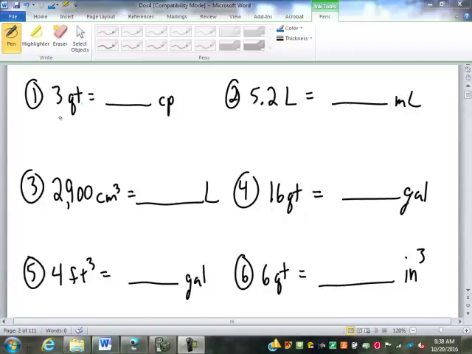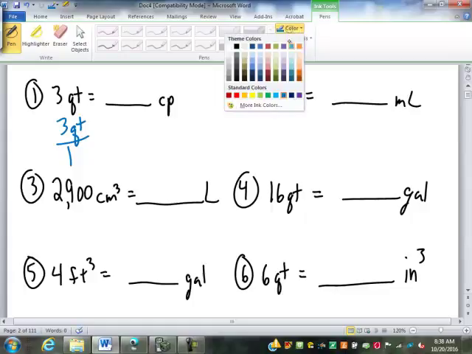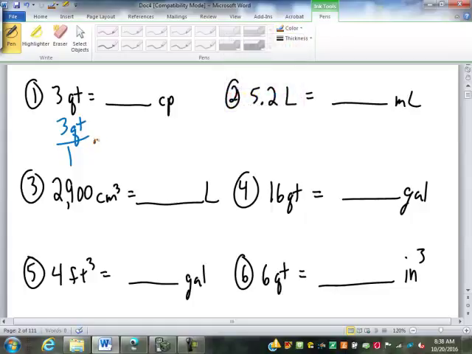So for number one, going from 3 quarts into cups, as some of you already said, we don't have a direct translation from quarts to cups. So we've got to get rid of quarts first. What are we going to go to first? Pints. 1 quart is 2 pints.